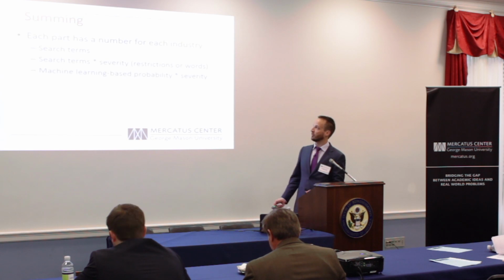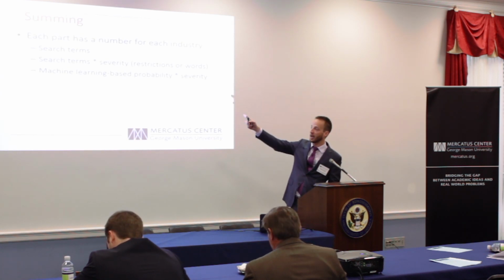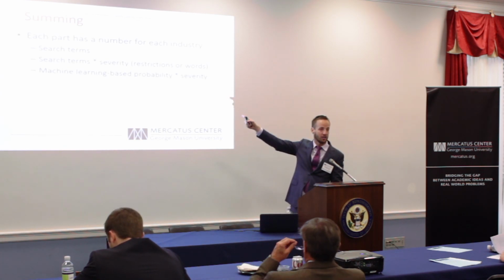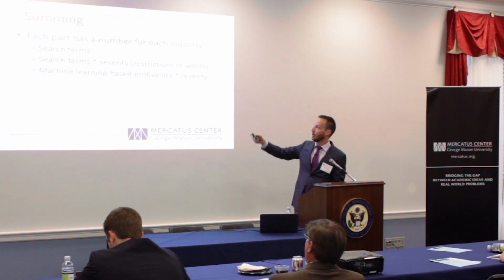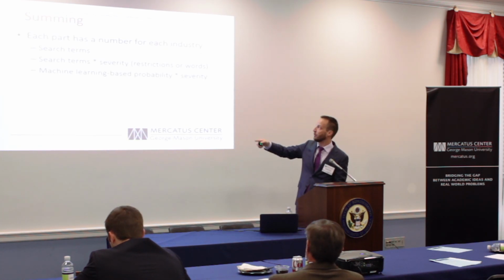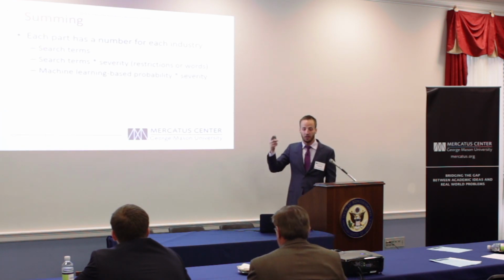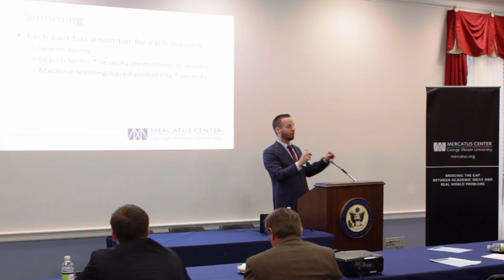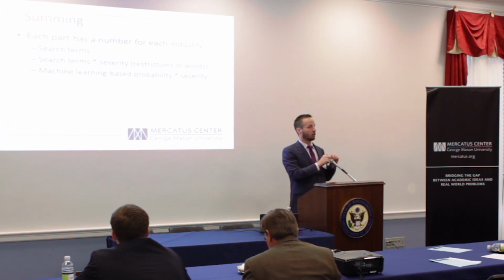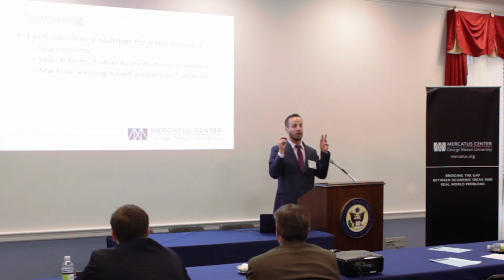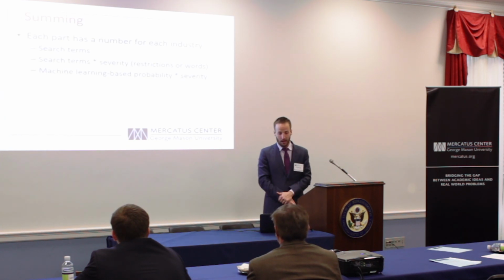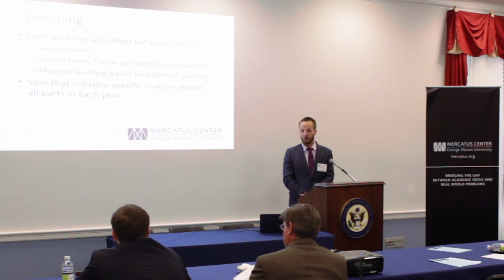So some industry-specific measures, you already saw the search term count one with the CFTC and the financial industry graph. We also have search terms times severity, whether that's restrictions or words, or the new version will be the machine learning-based probability times the severity. These are all different industry-specific measurements that we can sum across all regulations or across regulations within a set of industries and look at how that industry has been affected over time.